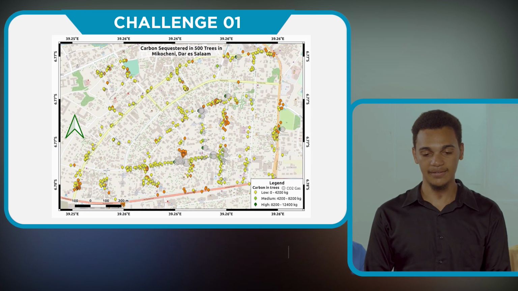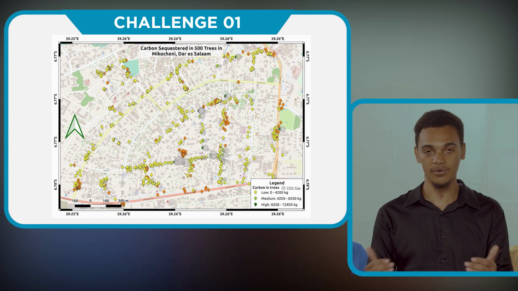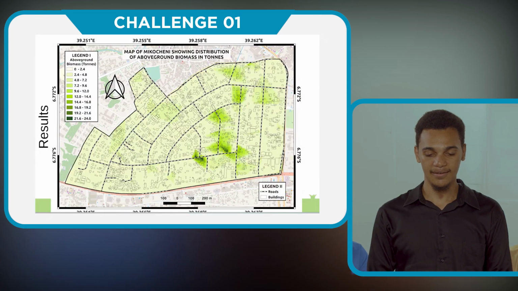The next visualization is the animation that shows how the carbon dioxide is moving out of the atmosphere and going into the trees. And then finally, we have our third visualization, which shows the distribution of above ground biomass throughout the Mikocheni subward. It also shows the roads and buildings throughout the area.